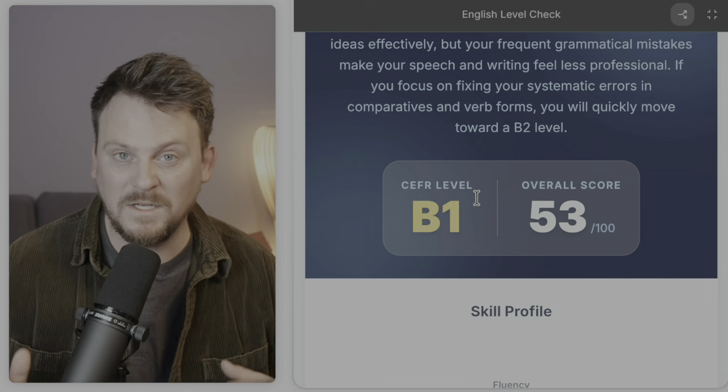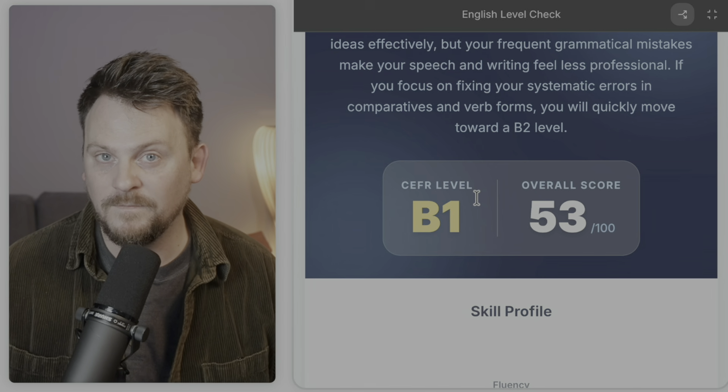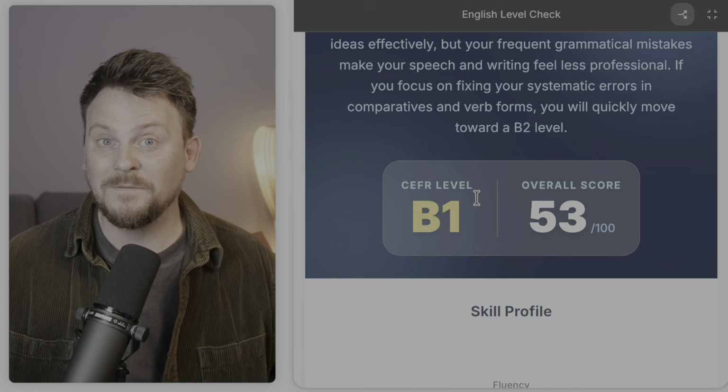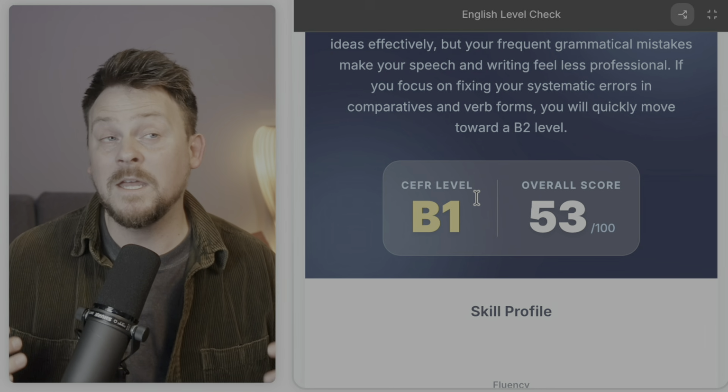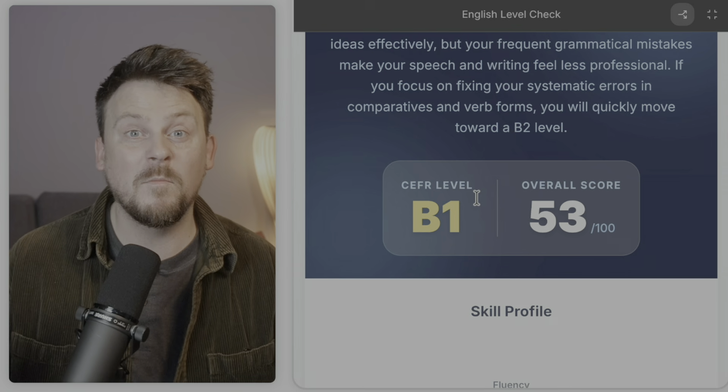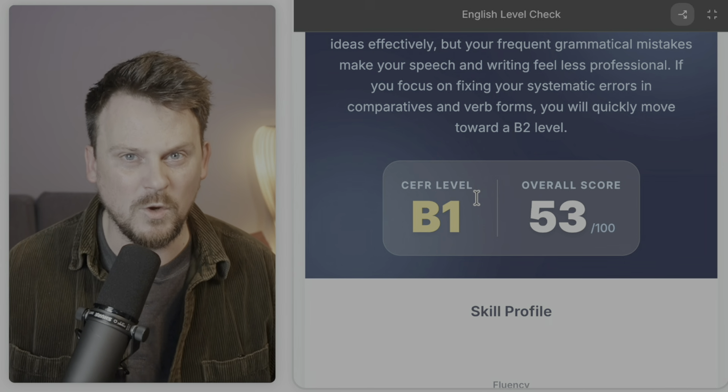This is a simple way to do it using the CEFR. It's not the only way you could do it. There are definitely other ways that you could do it. This is a simple way to do it. And in my testing, it is accurate. It can give you a pretty good picture.